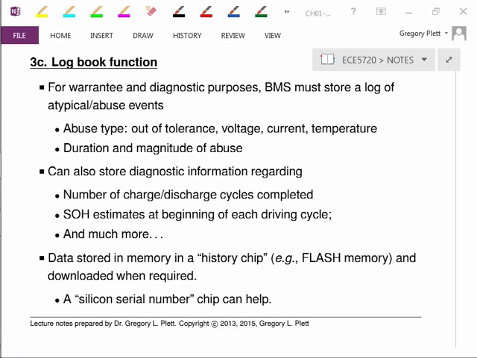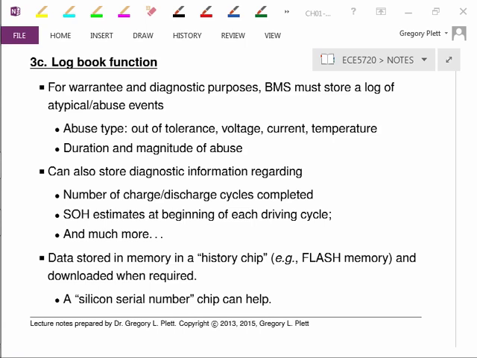So we have atypical events, abuse events. We would probably want to store something like a code that indicates the type of abuse, maybe an out of tolerance event or an over voltage event or over current or over temperature, something like that. So what is the type of the problem, and then the duration of the problem, and the magnitude of the problem. So how much out of tolerance, or how much over voltage, or how much over current, and so forth. So there's kind of like 3 pieces of information that we might want to store for these atypical events.